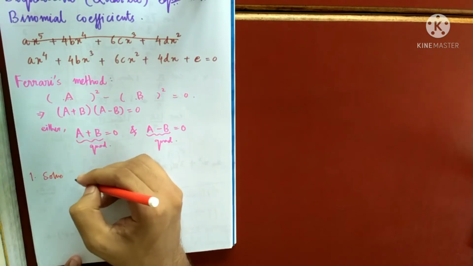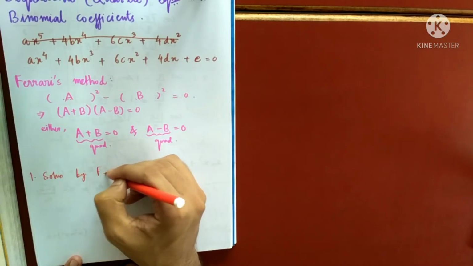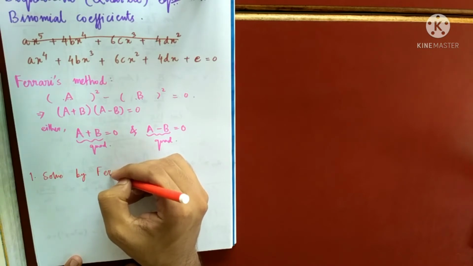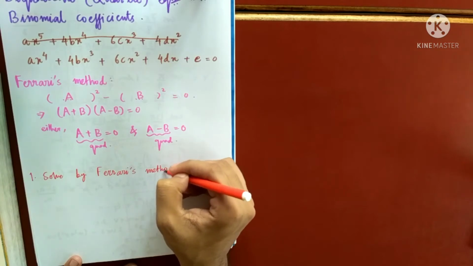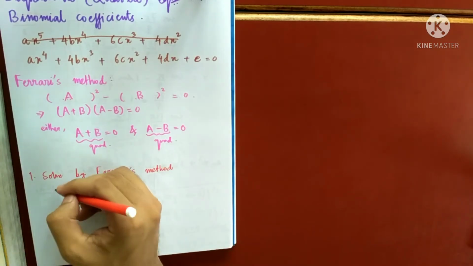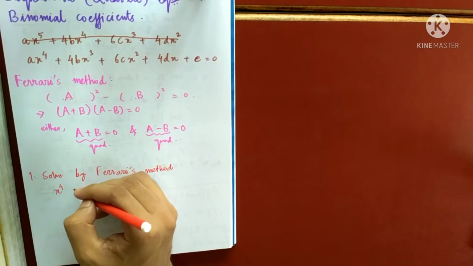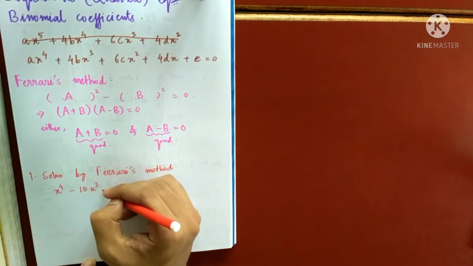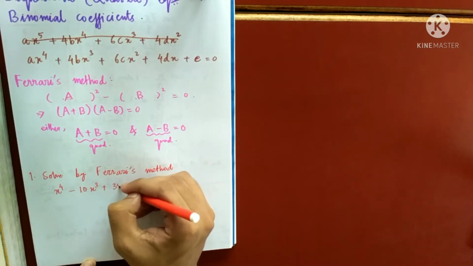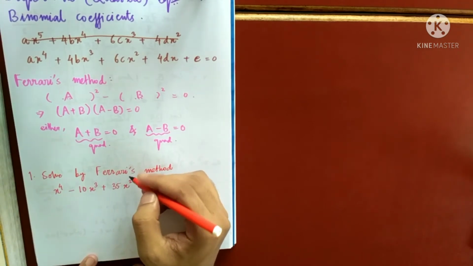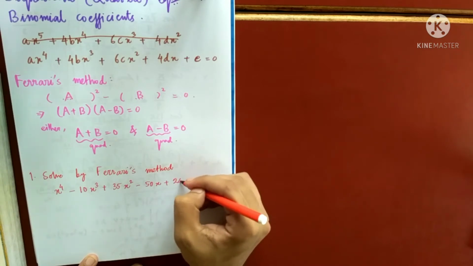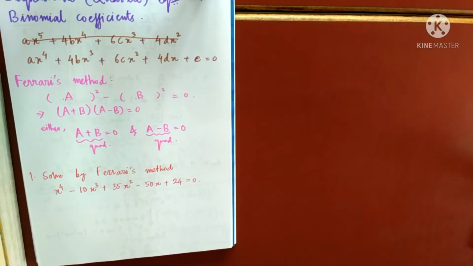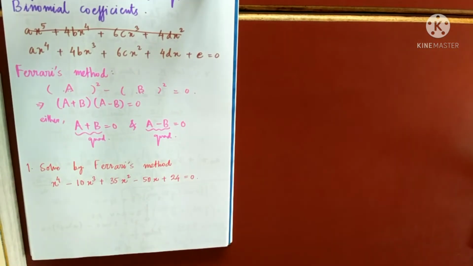Solve by Ferrari's method. So let's solve by Ferrari's method. What is the question? It is x to the power 4 minus 10x cube plus 35x square minus 50x plus 24 equals to 0. This is a biquadratic equation or a quartic equation with binomial coefficient. You can compare and so on.